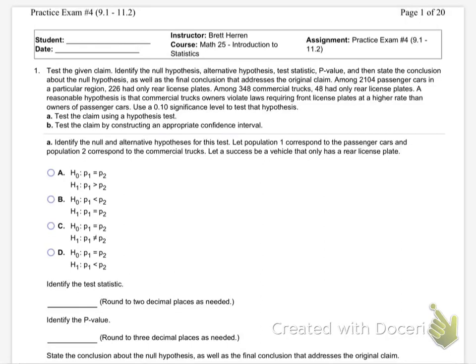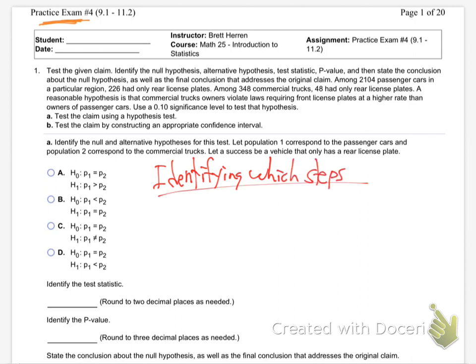Okay, I'm just going to make a quick little video here trying to help you before you take exam number 4. This is practice exam number 4. The purpose of this video is identifying which steps go with which word problems. I think that's one of the hardest things in statistics as you get ready for an exam. Exam number 4 is our next one. On the exam, the problems are all mixed up. Be able to read the words and identify which steps are necessary.